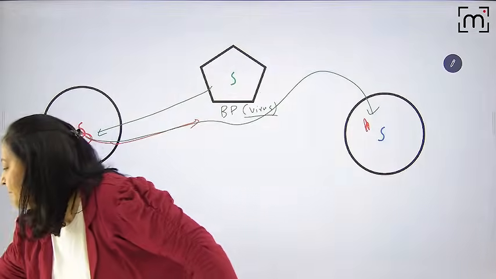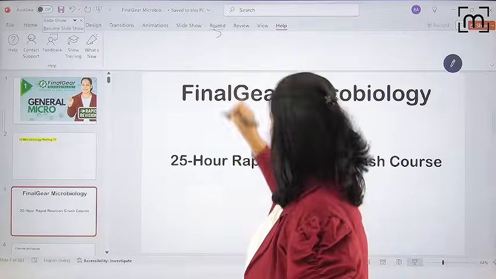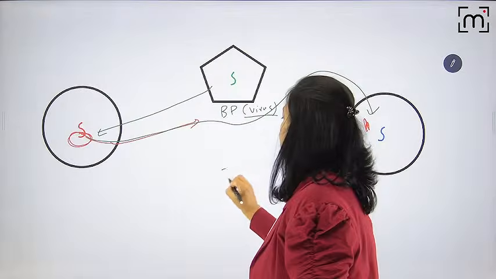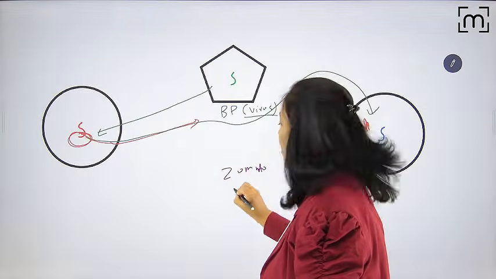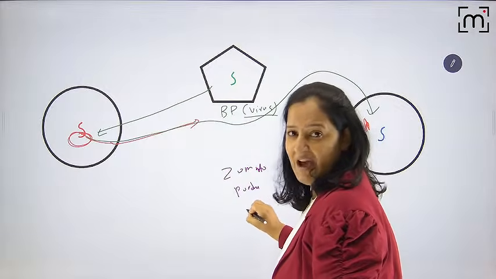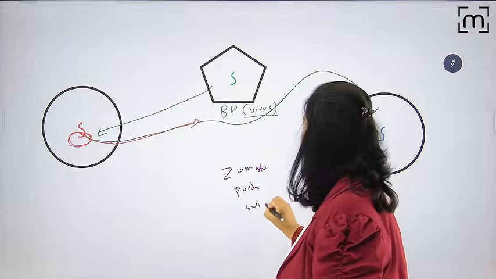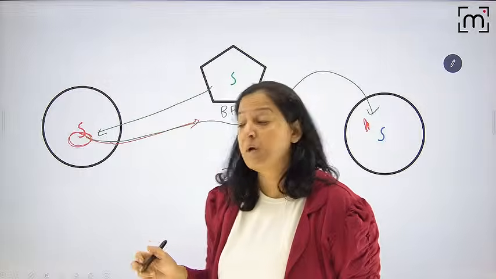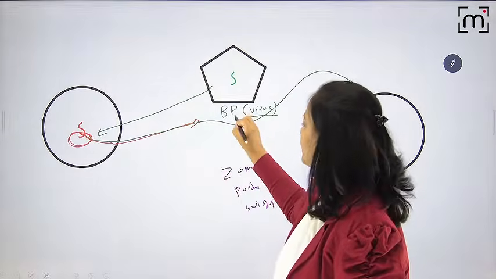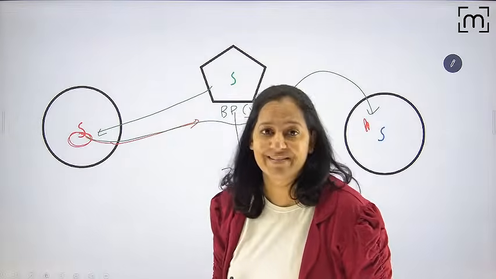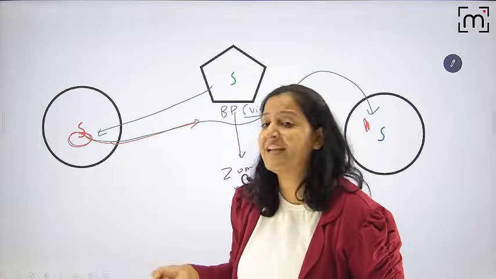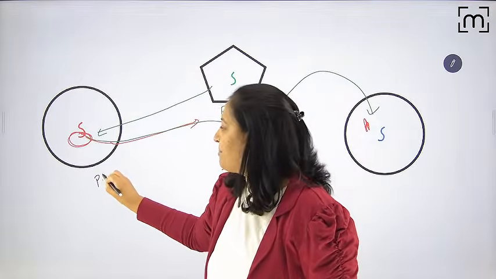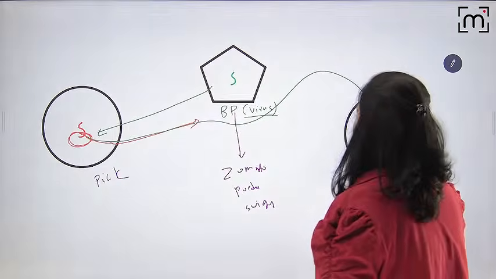Do you have Swiggy in your city? Zomato? Porter? I guess all the cities have them. What do these people do? They do pick and drop. So you can compare, transduction is like this. It is Zomato, it is Swiggy, it is pick and drop. The virus is picking from here and dropping it here.